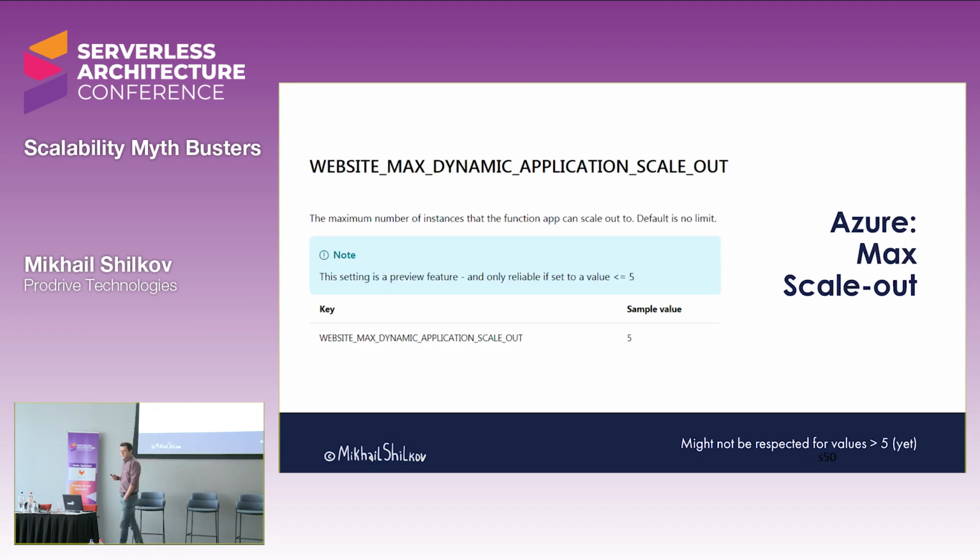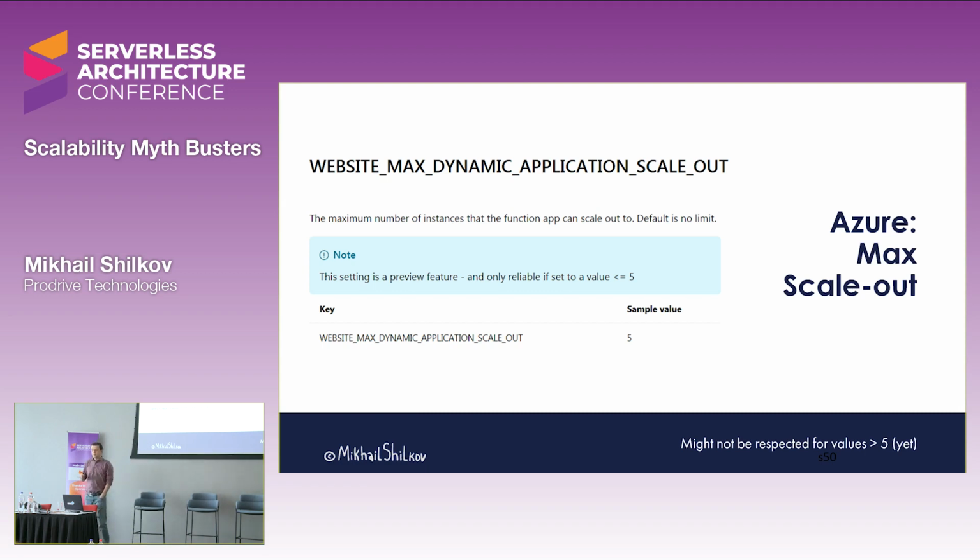For Azure, there is also a similar setting, but it says that it's in preview and only works for values below 5, I think. So they are working on this, but it doesn't work reliably yet. But it's the same idea. Limit the maximum scale out to a value that you specify.